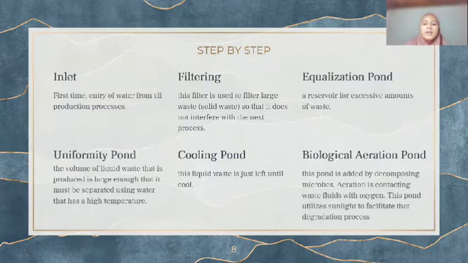Number 6, biological aeration point. This point is aided by decomposing microbes. Aeration is contacting fluid with oxygen. This point utilizes sunlight to facilitate the degradation process. The microbes used are aerobic microbes. In this point, nutrients are given which are used to maintain bacteria used in biological aeration ponds.